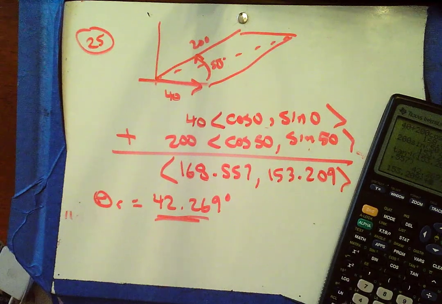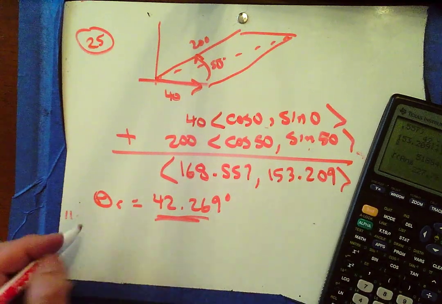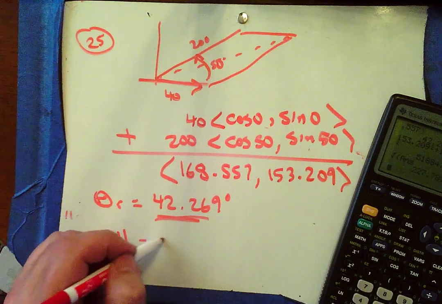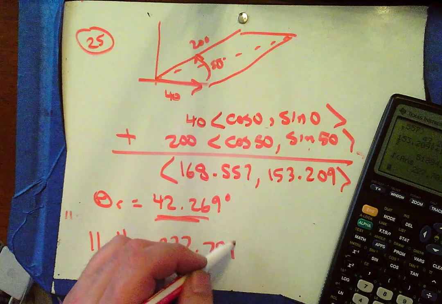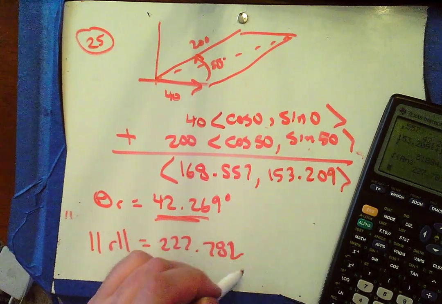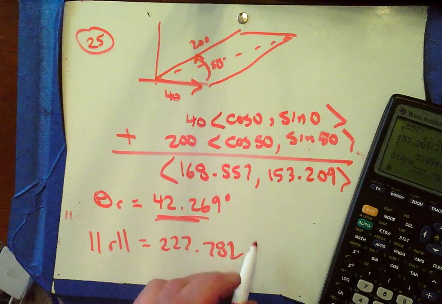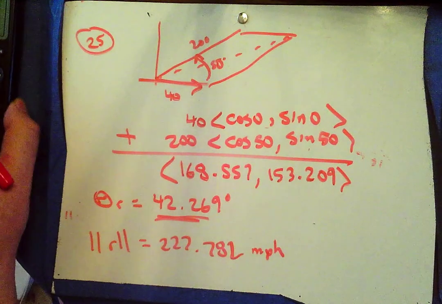153.209 squared plus 168.557 squared. Don't forget to take that square root. And the plane is actually getting some help with the current. We're going faster than the plane was going just by itself. We're going 227.782 miles per hour. Okay, that's problem number 25.